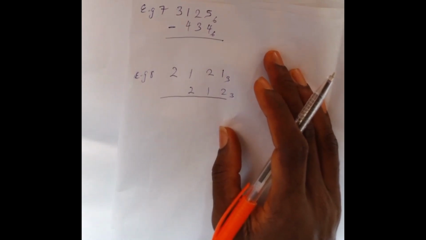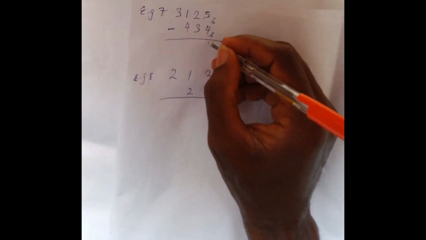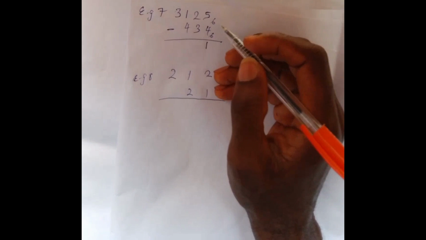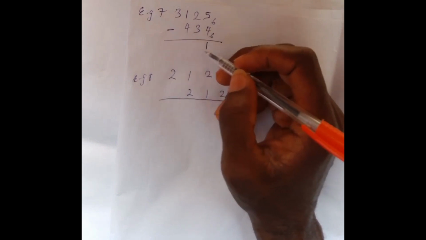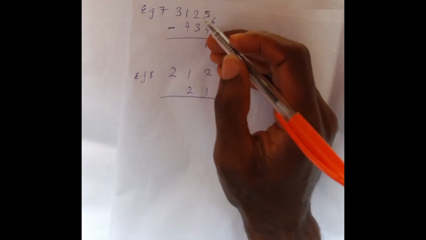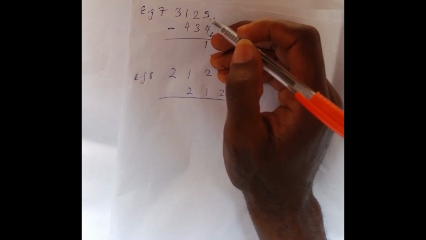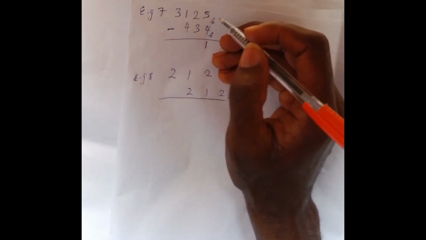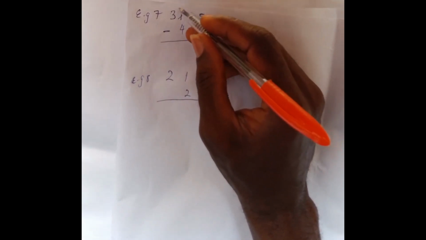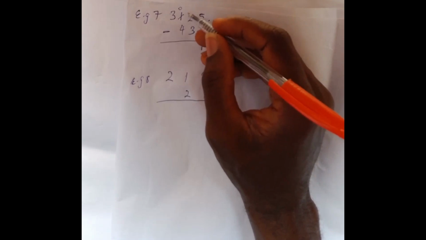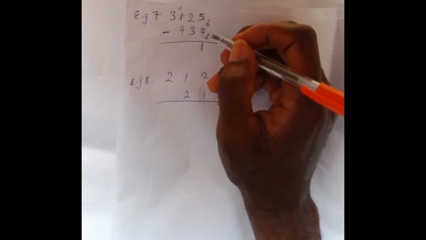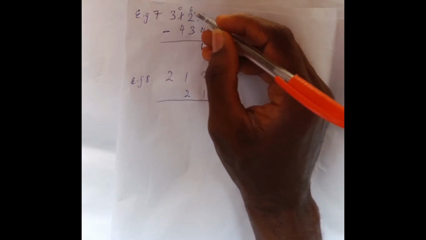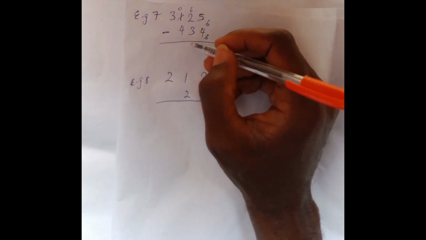Now 5 minus 4 is 1. Remember, whatever you are getting here will not be higher than the base. 2 minus 3 is impossible. So you borrow 1 from here, turn to 0. You're supposed to add 1 here in normal mathematics, but instead of adding 1, you write this base number, which is 6. 6 plus 2 is 8. 8 minus 3 is 5.